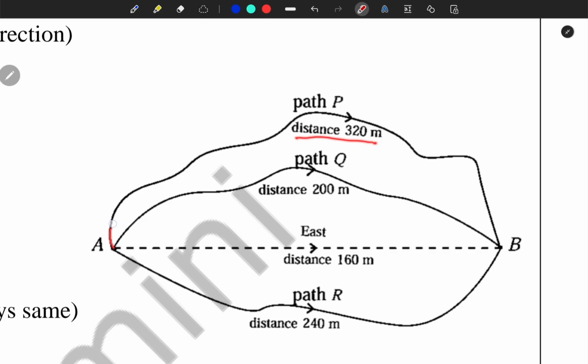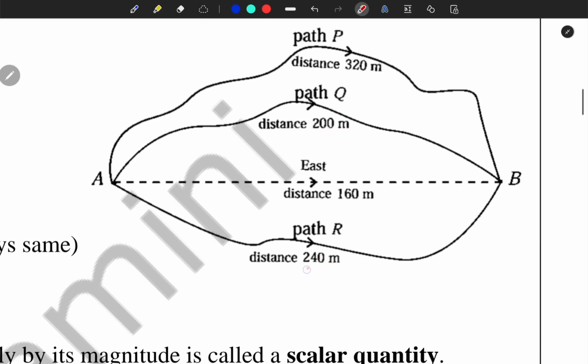In path P you can see it's 320 meters, but in path Q it will take 200 meters, and in path R it will take 240 meters. So according to the path, the distance also varies.